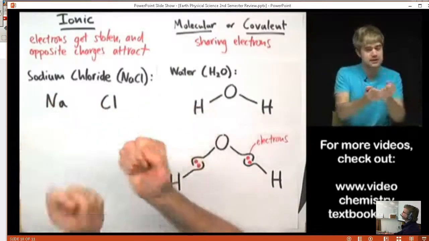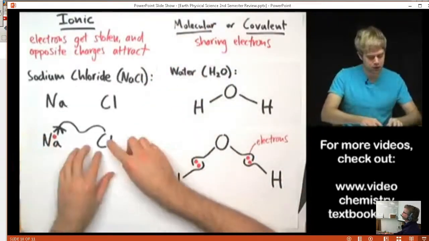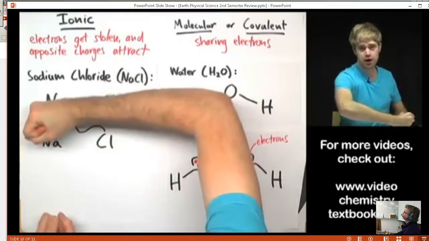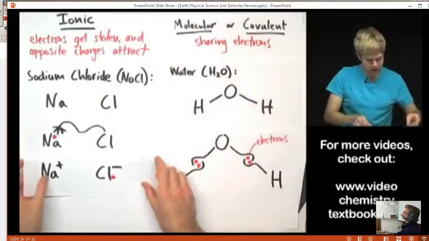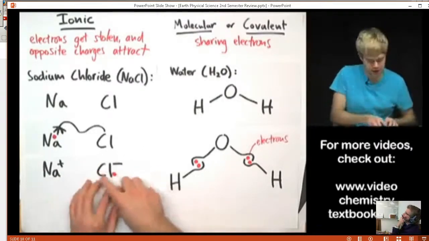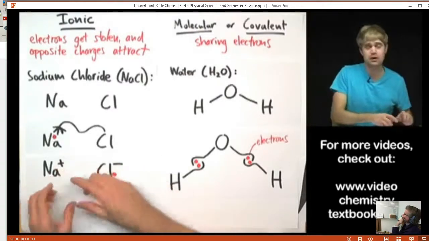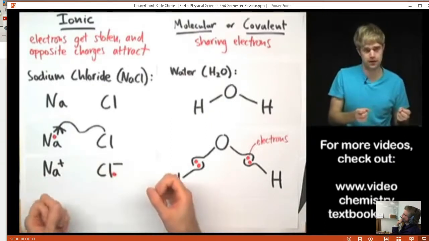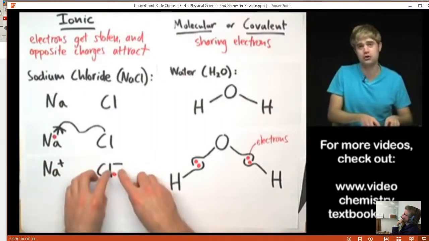Now for these two guys to stick together, here is what happens. The first thing that happens is chlorine reaches its greedy hand over and grabs an electron from sodium, okay, and it pulls it back. So now chlorine has an extra electron and sodium has lost one of its electrons. This causes chlorine to now get a negative charge because it has a new electron, and sodium, because it's had one of its electrons stolen, now it has a positive charge. So now we have a positively charged ion here and another negatively charged ion here.